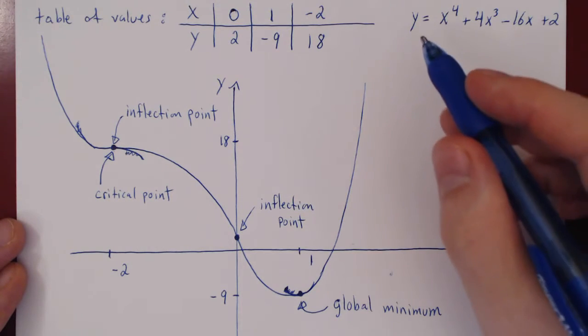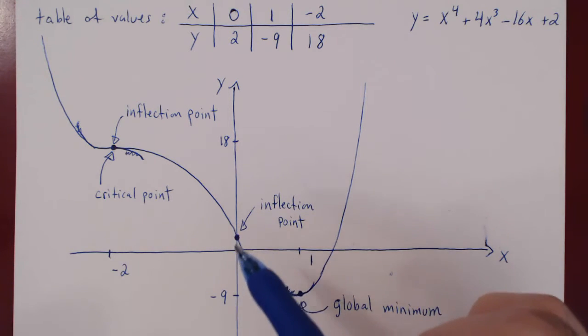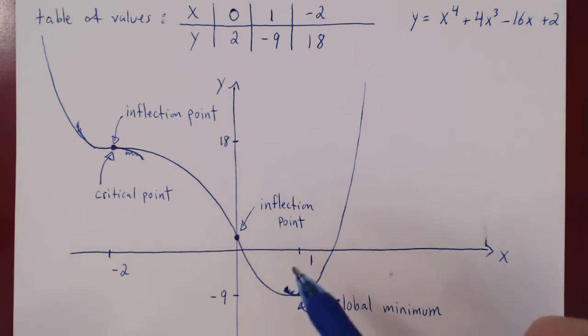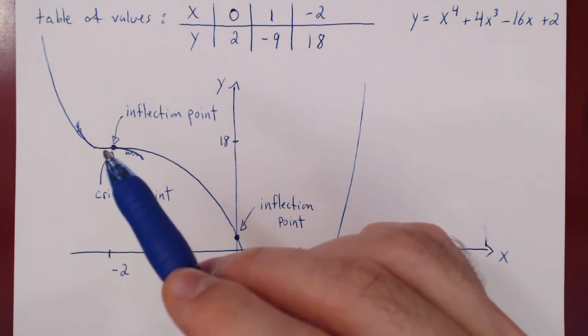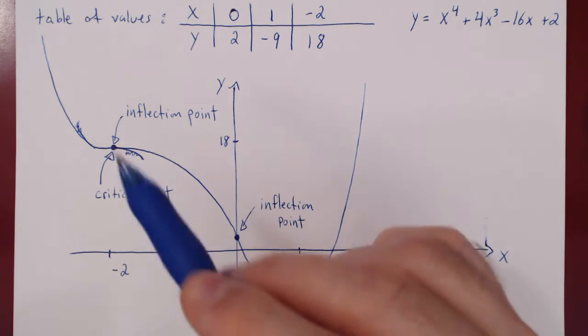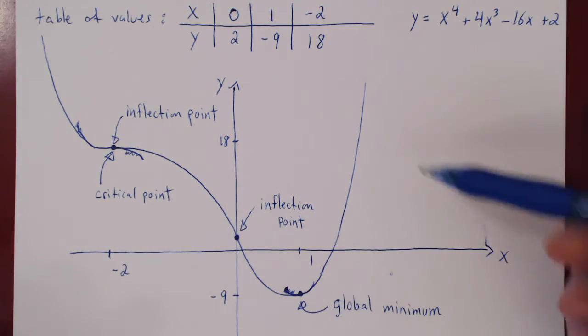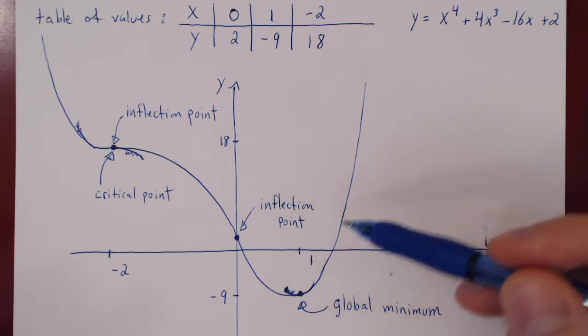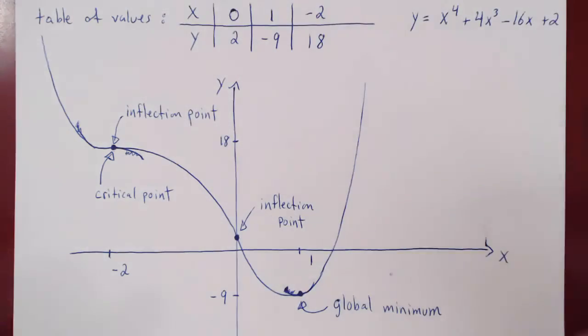And now we have sketched a graph of this quartic polynomial very accurately. Every key feature of this graph is captured. We have a global minimum at x equals 1. The minimum value attained is y equals -9. We have an inflection point at x equals 0, where the curve goes from concave down to concave up. We have a critical point at -2, where the derivative is 0, so the curve is flat at this point. And we also have at -2 an inflection point because the curve went from concave up to concave down. And as x goes to positive infinity, y shoots up to positive infinity. And as x goes to negative infinity, y also shoots up to positive infinity.